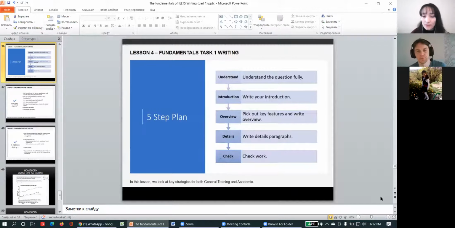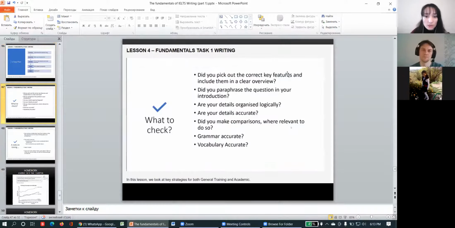5-step plan. One more time. Understand the question fully. Read the instruction, try to understand it fully. Introduction: write your introduction, paraphrasing, overview, the main points. Details: write detailed paragraphs. Do not invent any information, just write exactly what you see in the chart. Try not to make mistakes with the numbers and also the dates. Just be attentive. And then you check the work for everything, whether you did everything correctly.